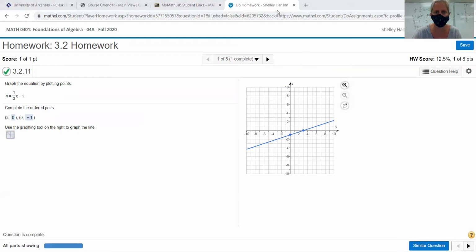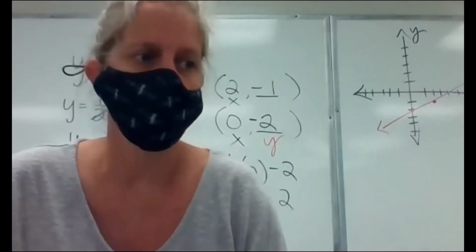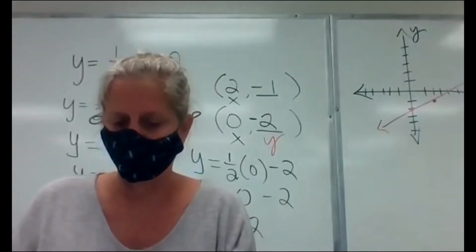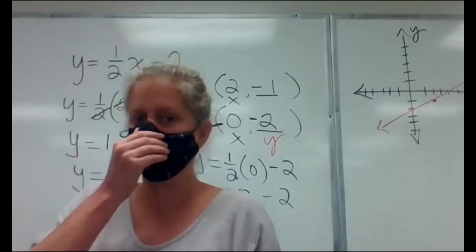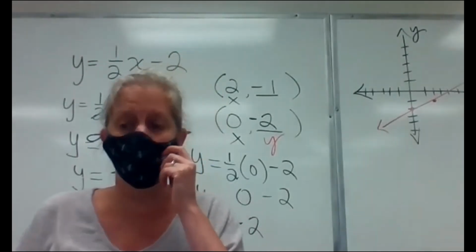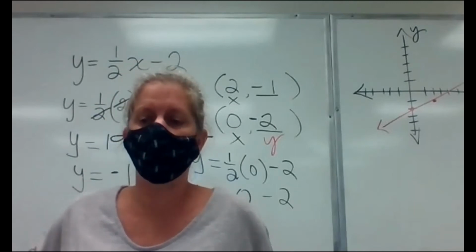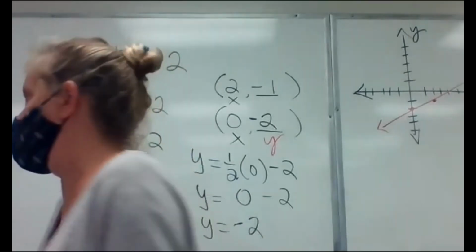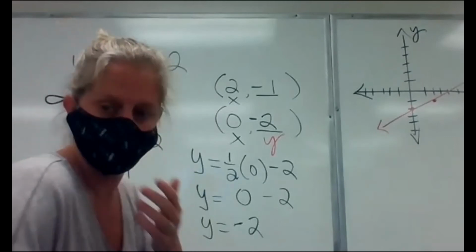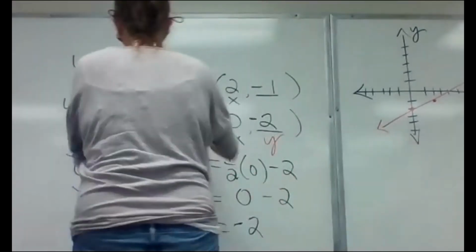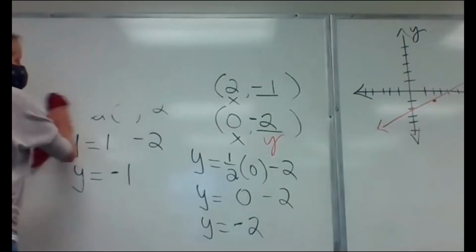Oh, there, stop sharing. Okay, now, so that's how we're going to use our calculator to find points to plot. Now, we're going to talk about some very specific kind of points. They're called intercepts.